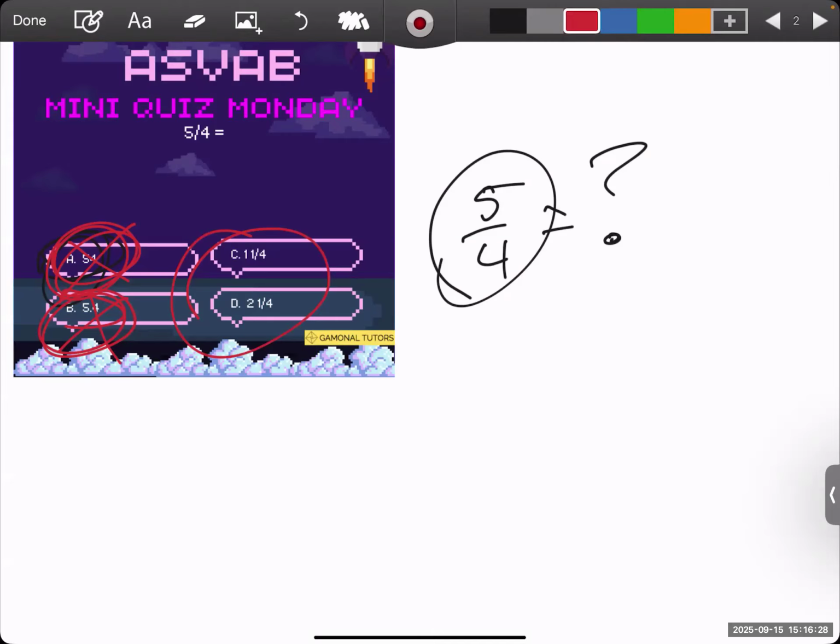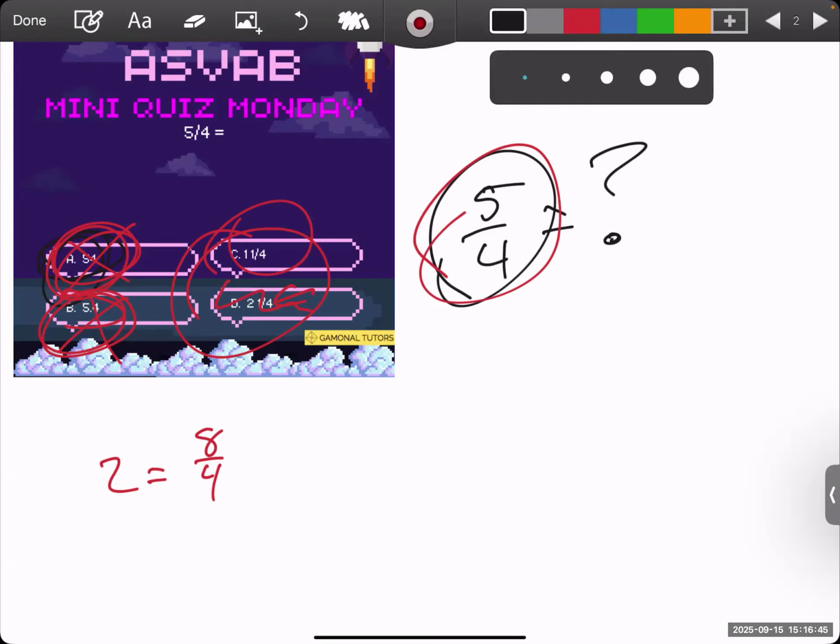But if we wanted 2, 2 is actually equal to 8/4. And so 5 out of 4 is going to be less than this 2 and 1/4. And so you can eliminate that. And here you can see the answer is going to be that 1 and 1/4.